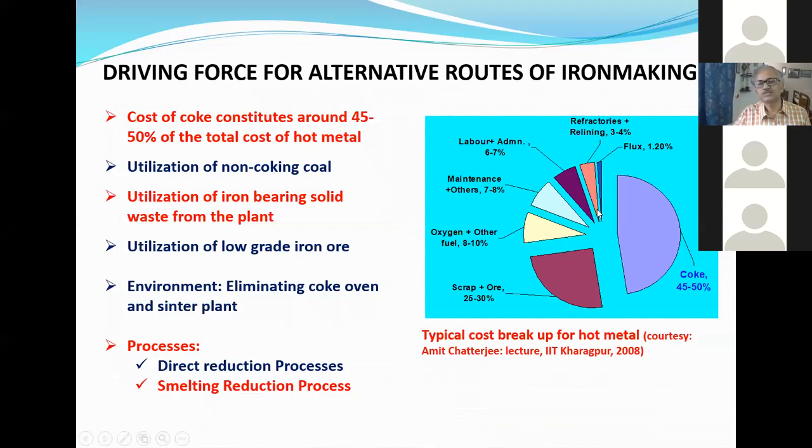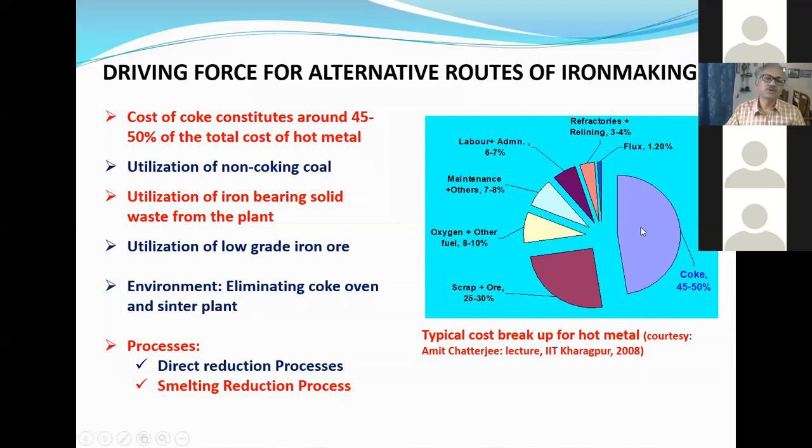If you see the blast furnace, this is a very nice breakup of the cost of different items. You can see the coke consumed. Around 40 to 50% of the cost of producing hot metal in the blast furnace goes to the cost of the coke. Coke constitutes around 40 to 50% of the total cost of hot metal production. So coke is a very costly item, okay?